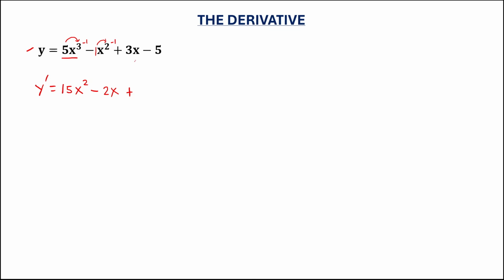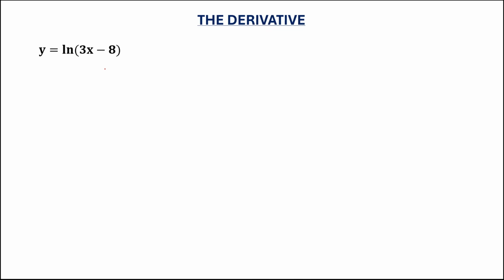Then minus, for this term, the derivative of 3x, we just drop the x, so this is equal to 3. Then minus, the derivative of a constant is 0. So y prime equals 15x squared minus 2x plus 3.